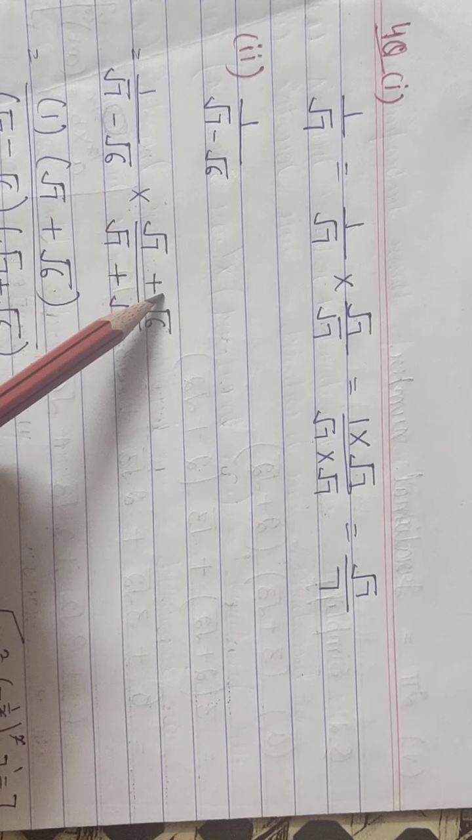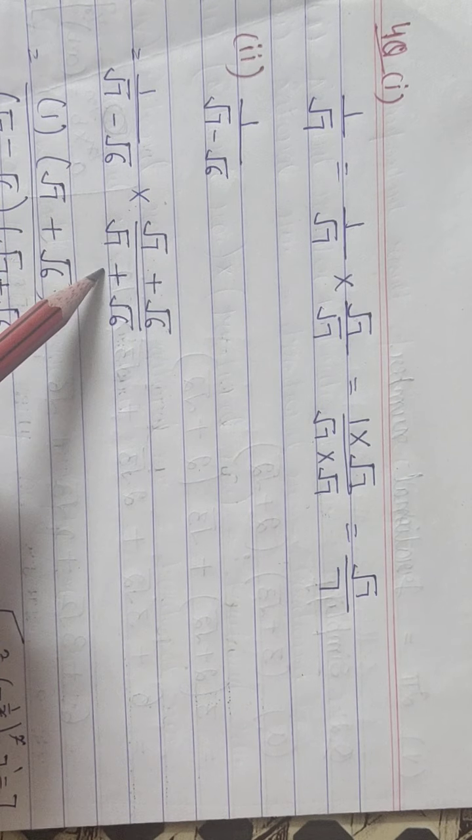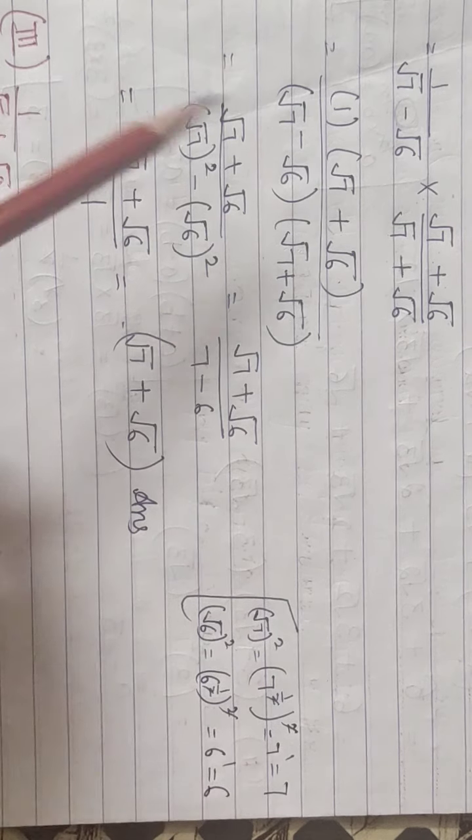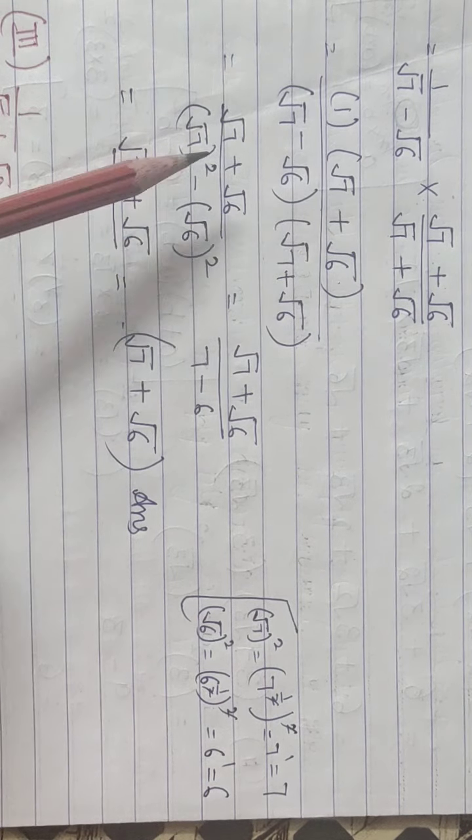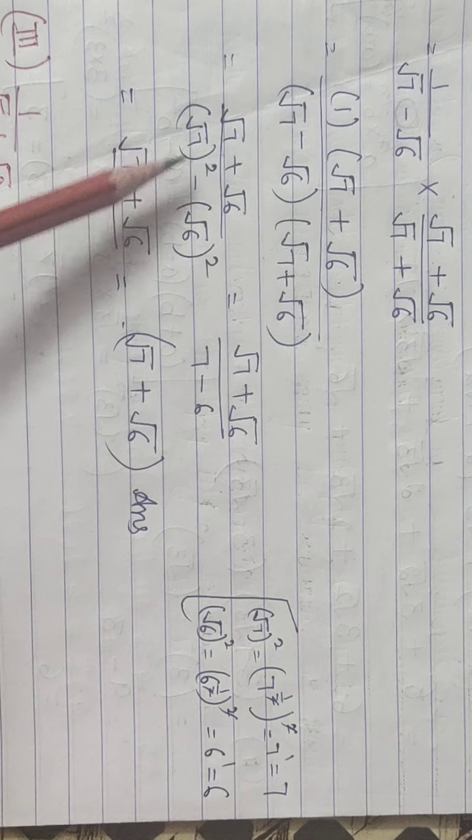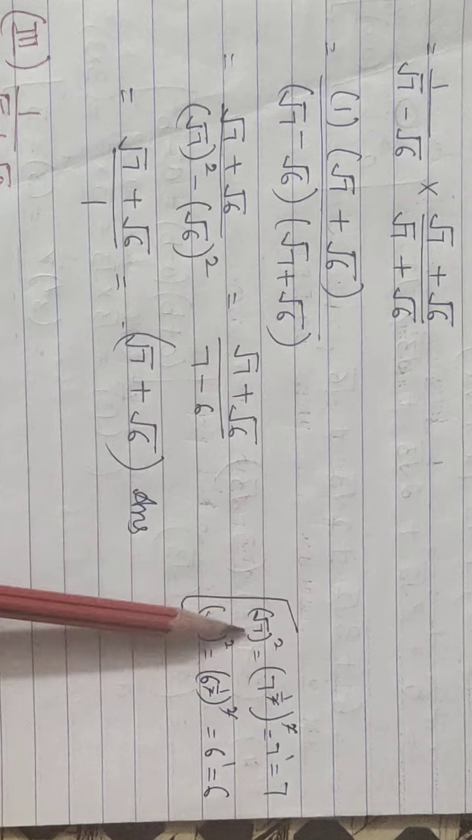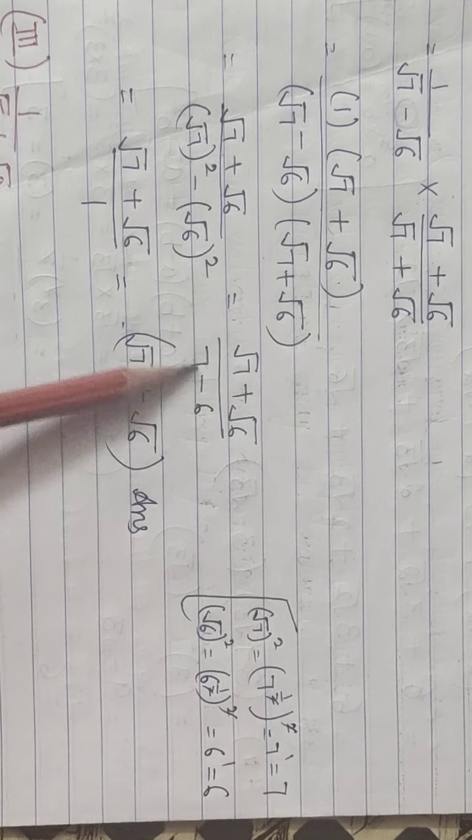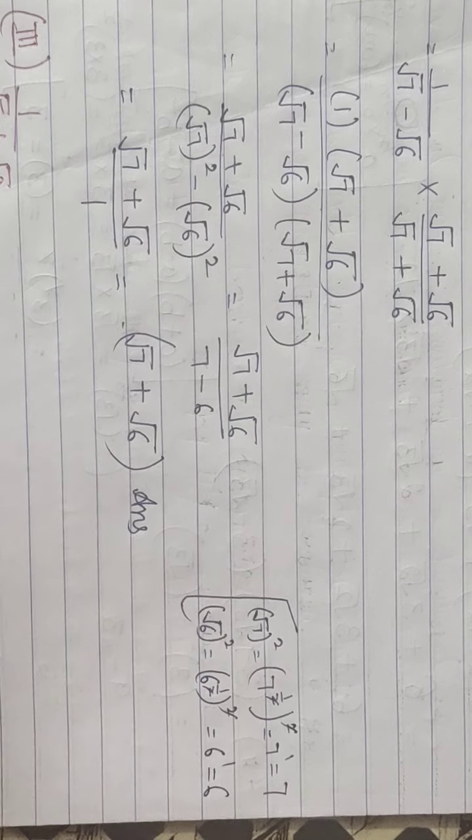Numerator is multiplied with numerator and denominator is multiplied with denominator. 1 multiplied with any number gives the same number. (a minus b)(a plus b) gives a square minus b square. So root 7 square is 7, root 6 square is 6. 7 minus 6 is 1. When we divide any number by 1, the answer is root 7 plus root 6.